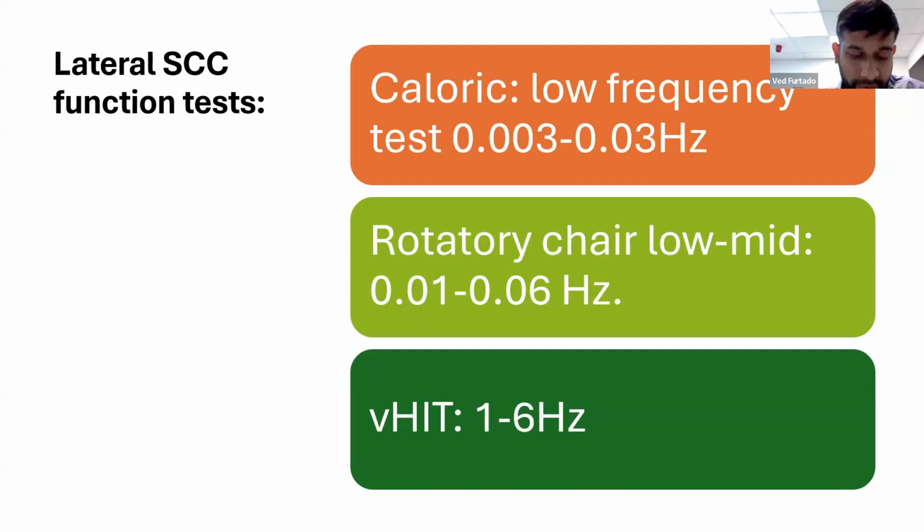So the caloric test is a low frequency test which assesses function in the lateral semicircular canal in the low frequency range, that's 0.003 to 0.03 hertz. Rotatory chair assesses function in the low to mid frequency range of 0.01 to 0.6 actually. And V-HIT tests function at a high frequency range of 1 to 6. Next.